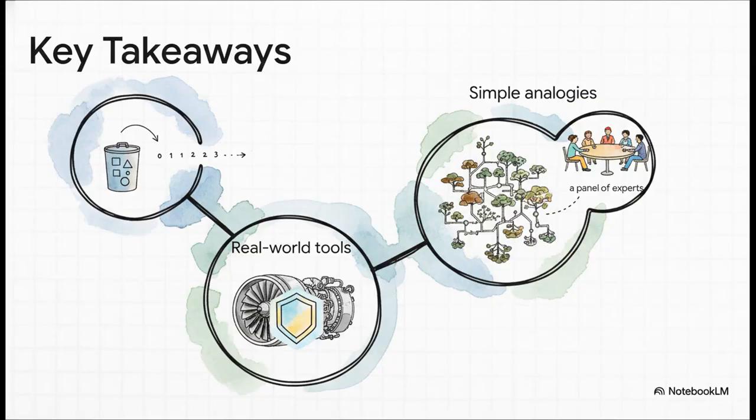So if you take anything away from this, let it be these three things. First, machine learning prediction isn't some kind of dark magic. It's just either classifying a category or regressing to find a number. Second, even the most complex algorithms can be understood with simple ideas, like a flowchart or a panel of experts. And most importantly, these tools aren't just sitting in a textbook. They are out there right now, working to keep critical systems safe.